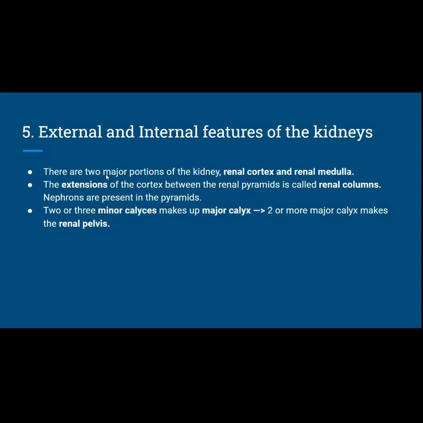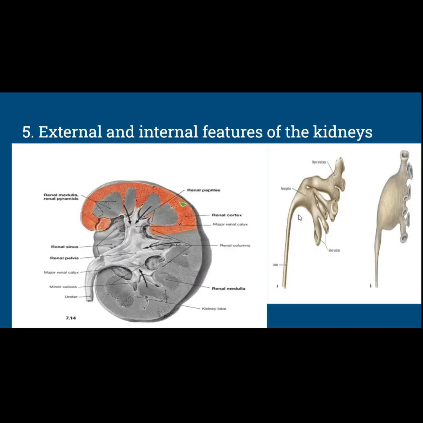In the internal features, there are 2 major portions of the kidneys: the renal cortex and the renal medulla. The extensions of the cortex between the renal pyramids are called the renal columns, and nephrons are usually present in these pyramids. So 2 or 3 minor calyces make up a major calyx, and the 2 or more major calyces make the renal pelvis. So let's look at the internal features again. So you see the cortex and the inner medulla right here. So these are the little extensions that are called the renal papillae. They make the minor calyces. 2 or 3 minor calyces make one major calyx, and 2 or 3 major calyces make the renal pelvis.